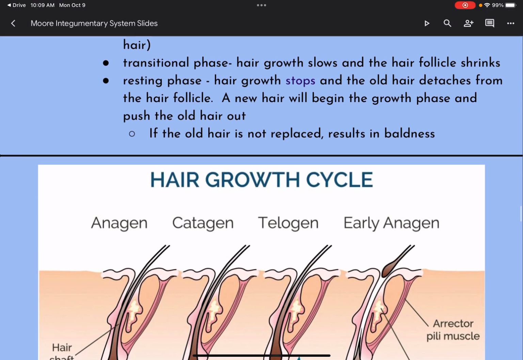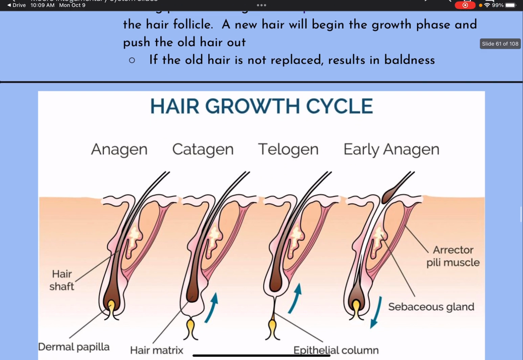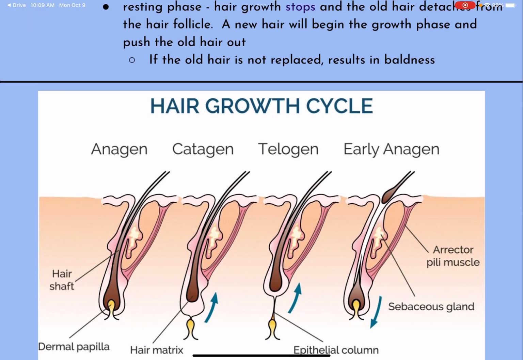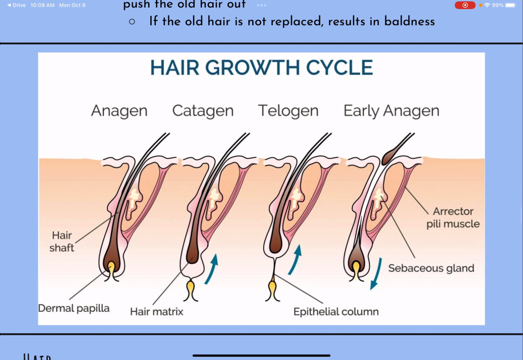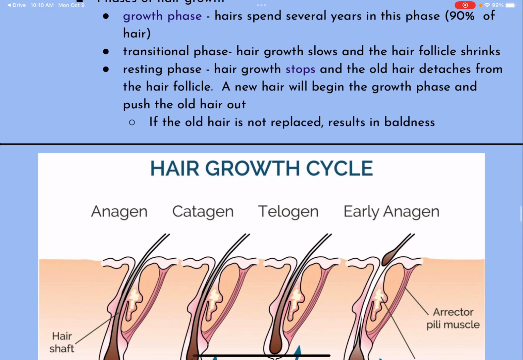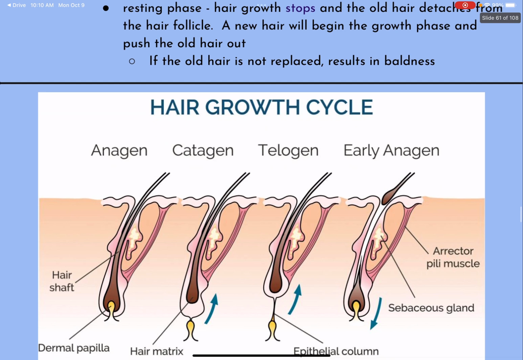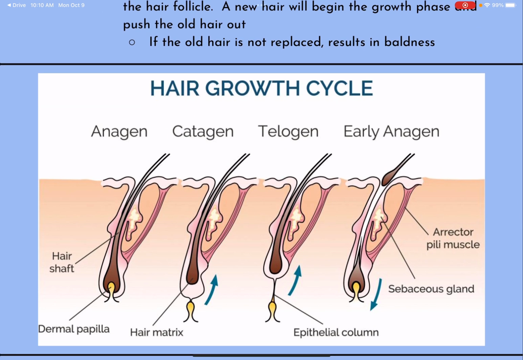The next is the transitional phase. This is where it's kind of slowing down its growth. The follicle has shrunk, and it's also starting to kind of detach. So that'd be the catagen phase, starting to detach a little bit from that hair papilla, and it's just slowing down. Finally, the last one is the resting phase. The resting phase, you notice here, that would be called our telogen phase. You see how the hair is starting to kind of move farther away from the hair papilla, and this thing is going to eventually fall out.